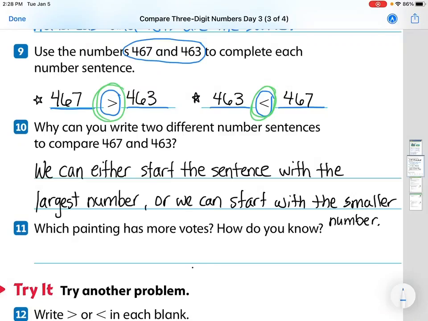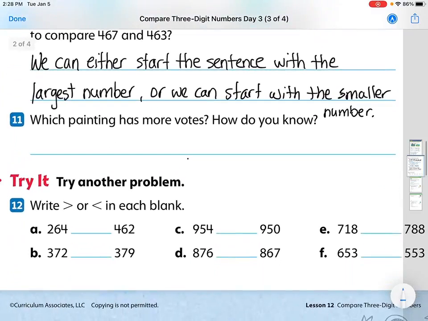Okay, well, this is what I wrote. I said we can either start the sentence with the largest number or we can start with the smaller number. And you might have said something different. You might have talked about the greater than symbol, and that if you use greater than, you're going to start with the bigger number, or if you use less than, you'll start with the smaller number. So either way is fine, and if you still need time to finish writing, please pause the video and continue writing, okay? But we're going to move on to the next thing.